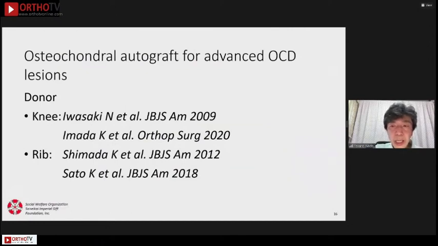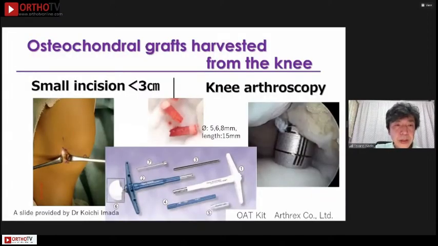Osteochondral autograft is indicated for advanced OCD lesions. We have two kinds of procedures depending on donor site, one from the knee and one from the rib. This slide was provided by Dr. Imada.